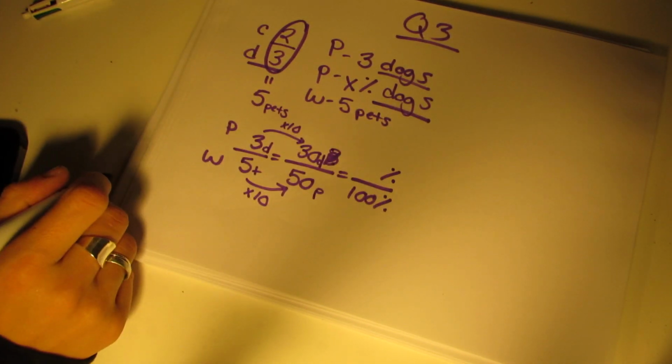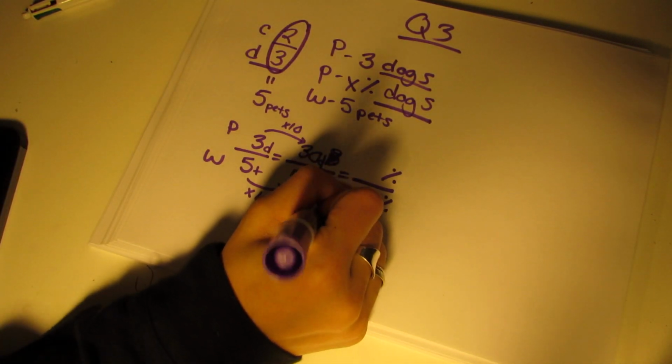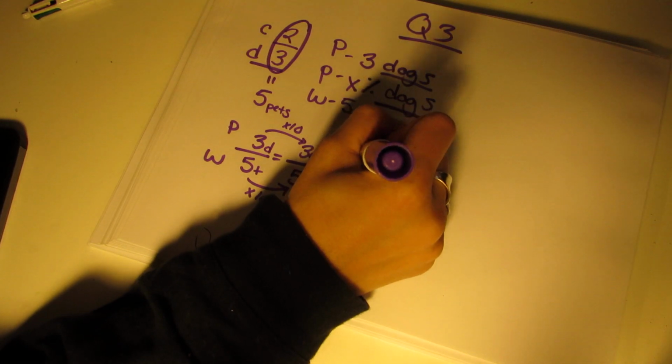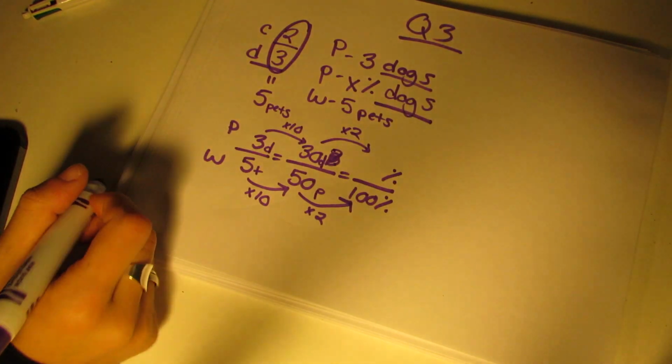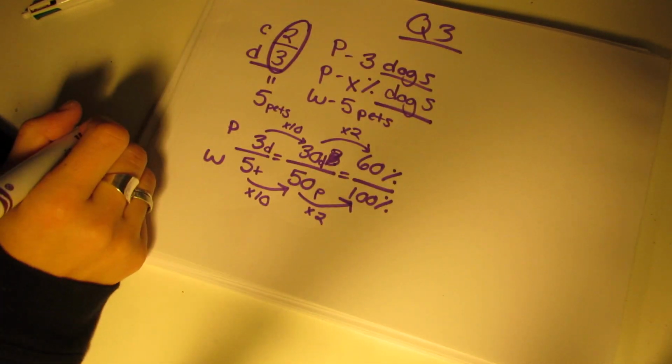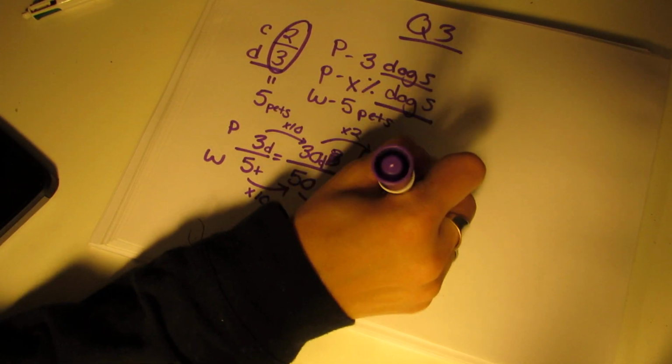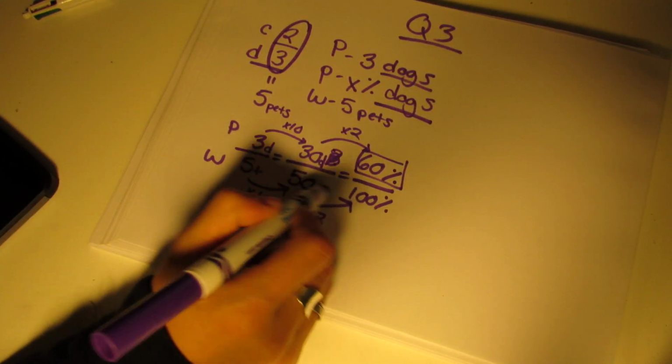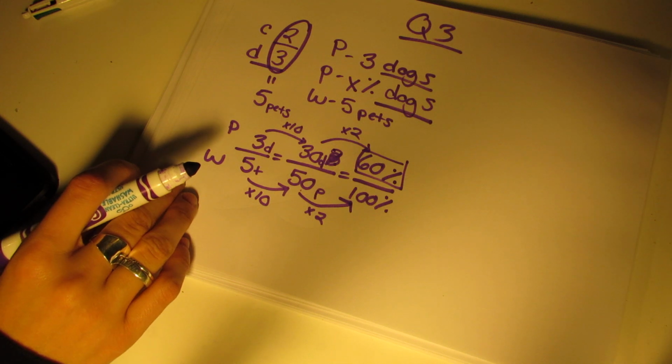Now I can figure out the percent. How did I get from 50 to 100? I can multiply by 2. If I use that same thought process for the numerator, I would get 60%, meaning that there are 60% dogs out of the total 50 pets.